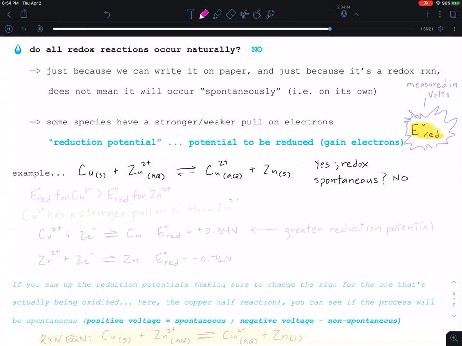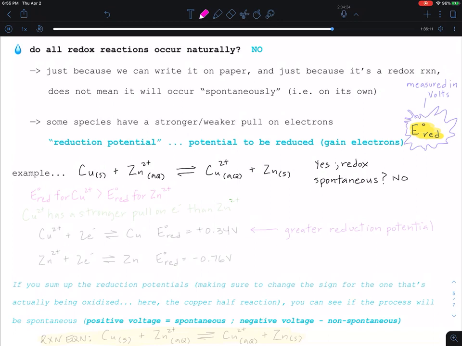So the nice thing about this is when you get your voltage reading, especially when you do a bunch of them, you get an idea for the pull that these species have on electrons, or the power of that particular species to be reduced. They are not all the same. So for example, if I were to write down the reduction potentials for the copper 2+ and the zinc 2+ ion, they're not going to be the same. In fact, the pull that copper 2+, the cupric ion, has on electrons is a lot greater than the pull that the zinc 2+ ion has on electrons.